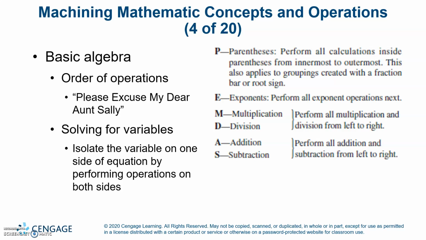Then you have E for exponents. Perform all exponent operations next. M for multiplication, D for division, A for addition, and S for subtraction. So you would perform all multiplication and division from left to right, and then perform all addition and subtraction from left to right. Then you do solving for variables: isolate the variable on one side of the equation by performing operations on both sides.